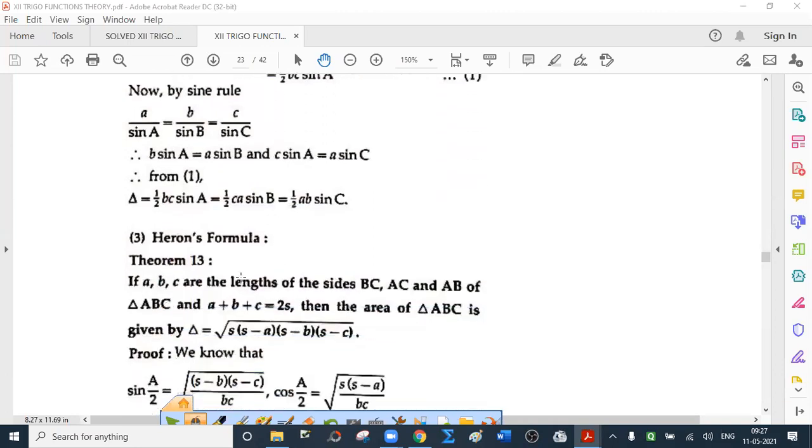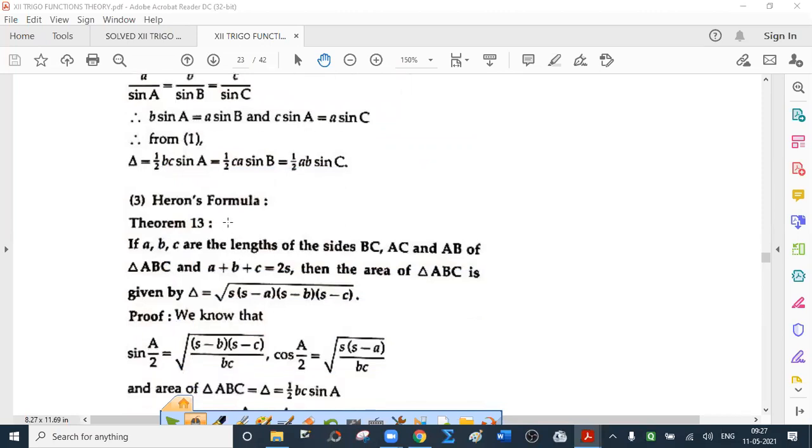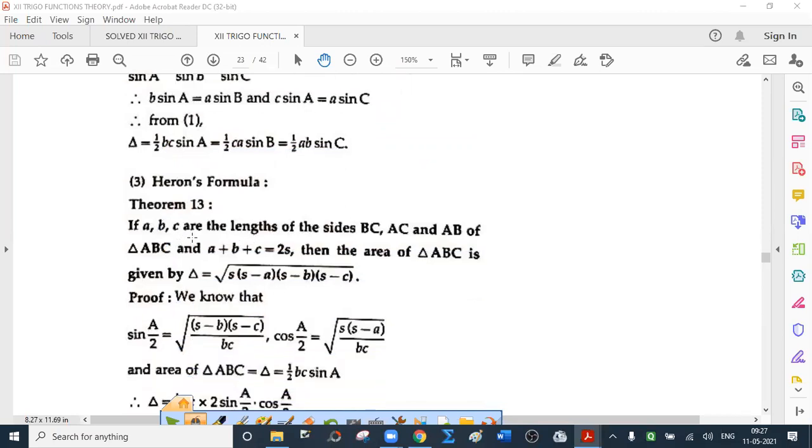The next result is again an important one, suggested by Heron's formula. If a, b, c are the lengths of the sides BC, AC and AB of triangle ABC and a plus b plus c is 2s, then the area of triangle ABC is given by delta equal to root of s(s minus a)(s minus b)(s minus c).